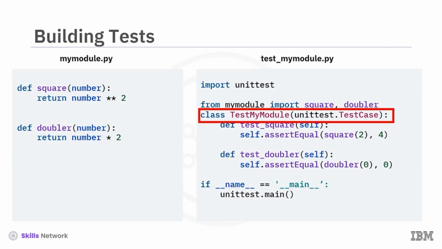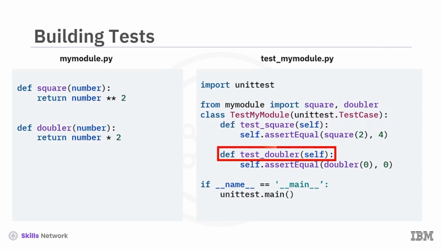Next, make the class inherit the TestCase class of the unittest library. For example, TestCase is the test case class of the unittest library. Inheriting the class allows you to leverage the existing methods in the TestCase class. Then, create functions in the unit testing class corresponding to each function that needs to be tested. For example, in the TestMyModule class, 2 functions, test square and test doubler, correspond to the square and doubler functions in the mymodule unit.